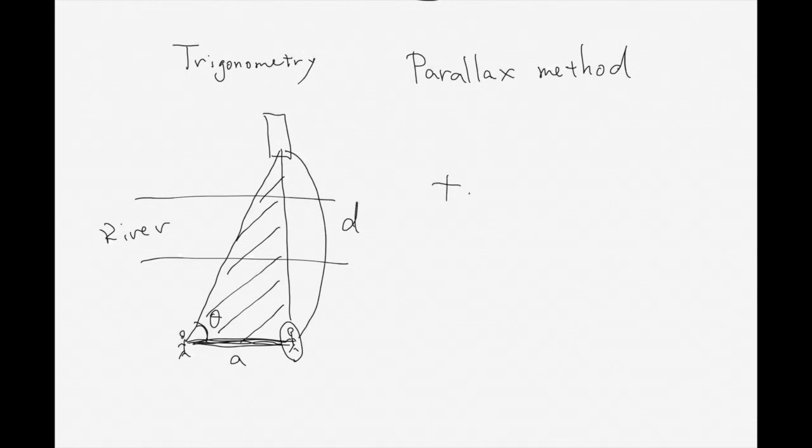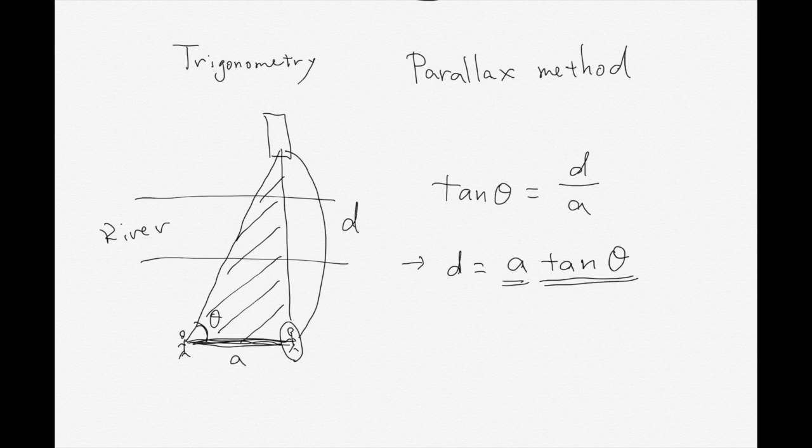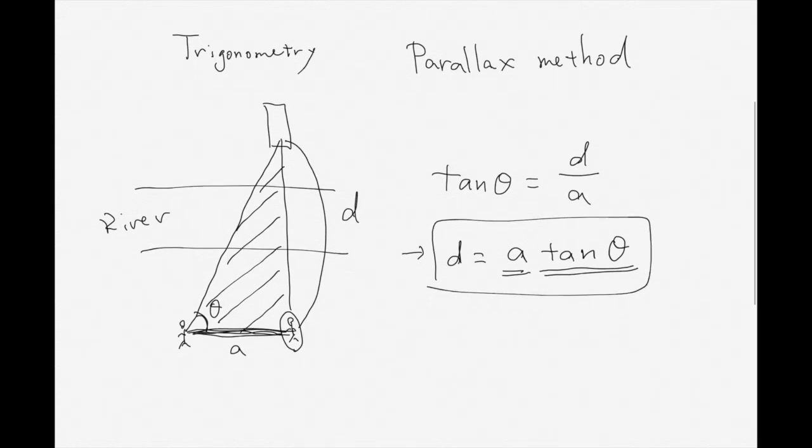Tangent, if you remember trigonometry, what is tangent theta? It can be expressed as D over A. So if you want to find the distance D, you can use A tangent theta. So using the knowledge of trigonometry, you know the tangent theta, and you can use a tape measure to measure the length of A. You can find the distance to the building using trigonometry, using this formula.